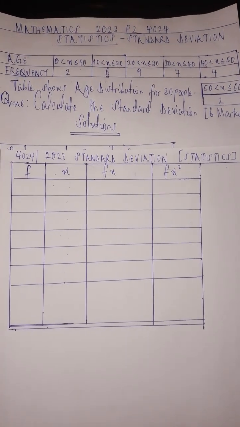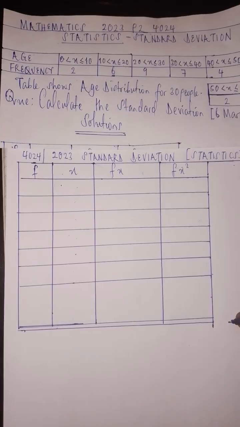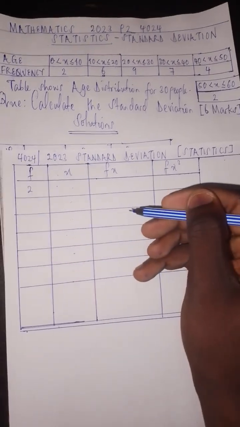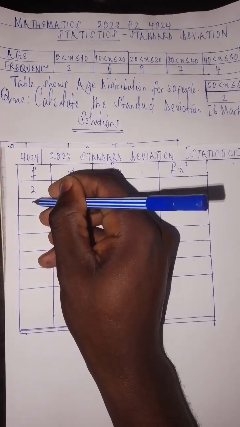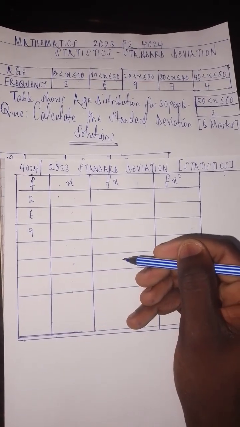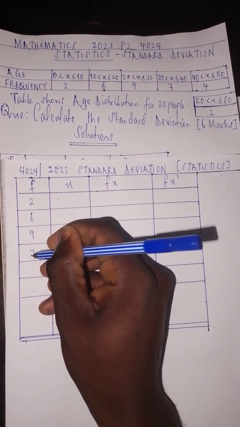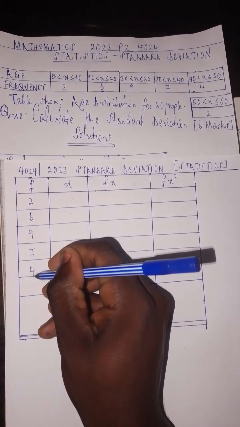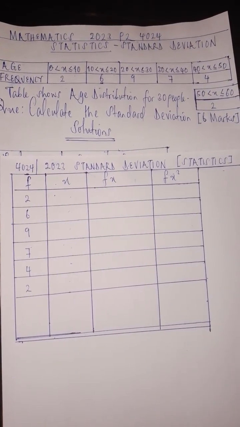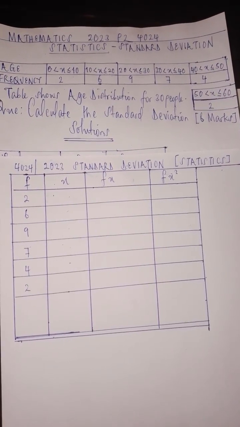So from the data we've been given, I'm going to write the frequency starting with 2, then 6, then 9, then 7, then 4, and also 2. So that is the frequency. Then I'm going to write the midpoint.